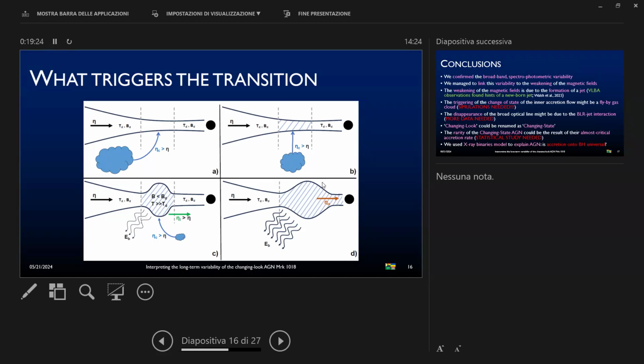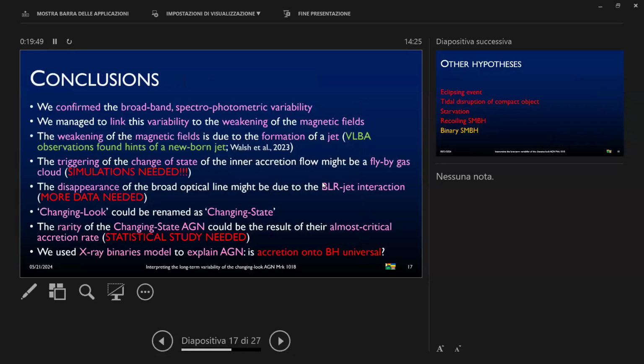And as I said, this is very qualitative. We haven't done any calculation to see if this is possible in the first place. So if there is someone who wants to do this kind of study, I'm more than happy to provide all the data needed, because I think it's a very nice scenario, and it's really the missing part that we needed to understand what a Changing-Look AGN is. And so here I leave you with my conclusions.